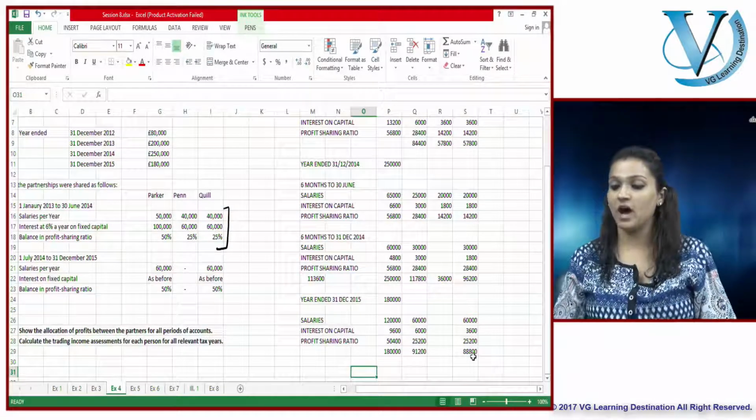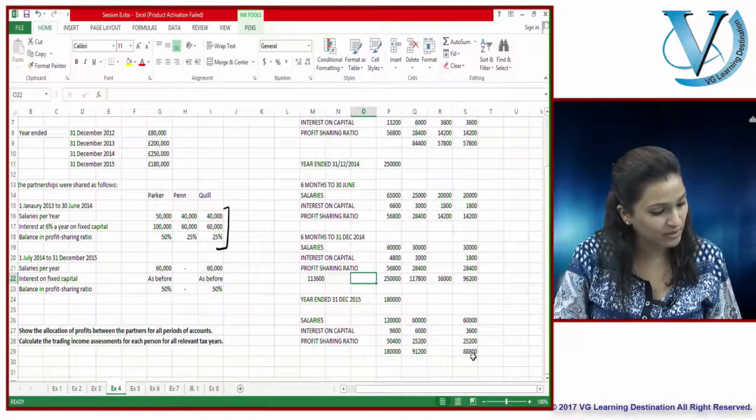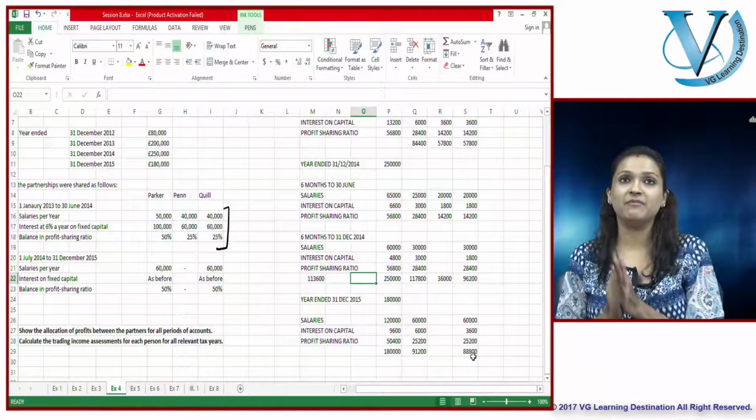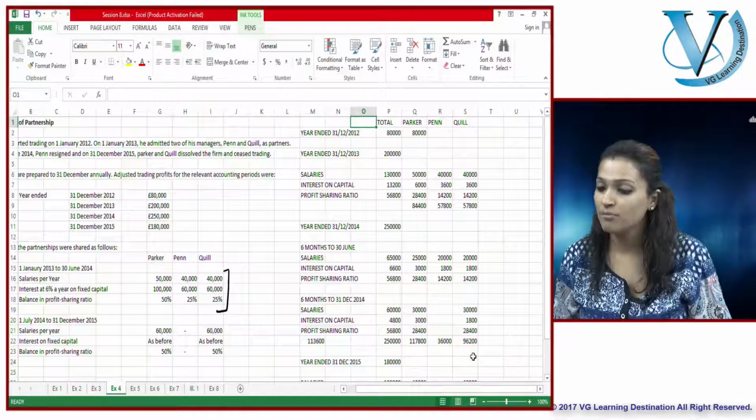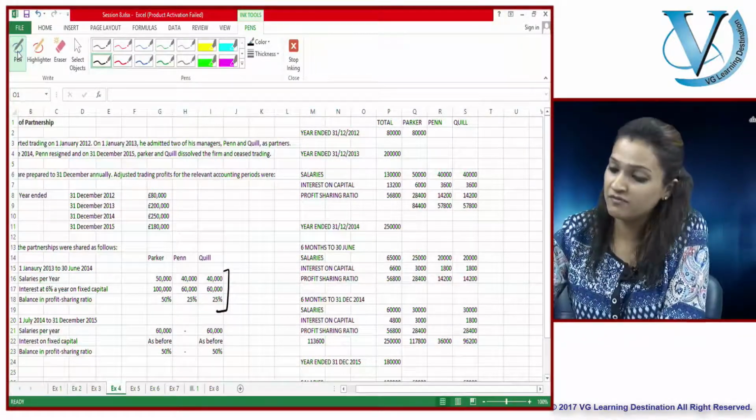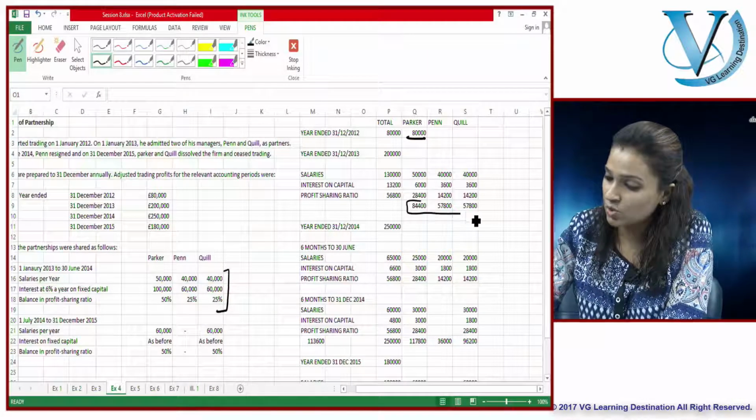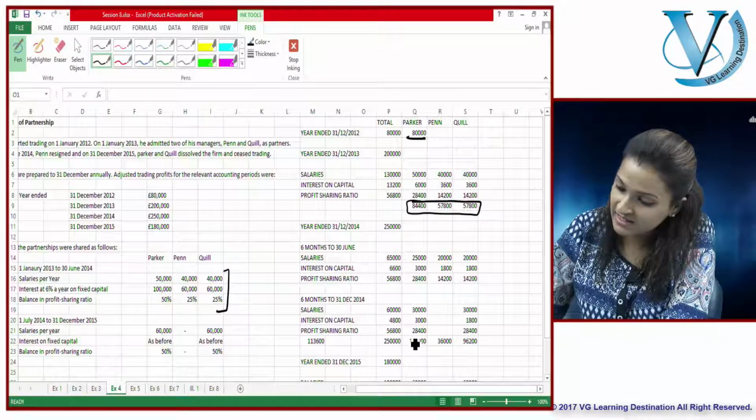Now can we find out? Part A is done. What did it ask us? Show the allocation of profits between the partners for all the periods of accounts. We've been able to total how much is the profits earned by these partners in all the periods of accounts. So first year, this is the total. Second year, we have this as the total. Up next, in the next year, we have this as the grand total.